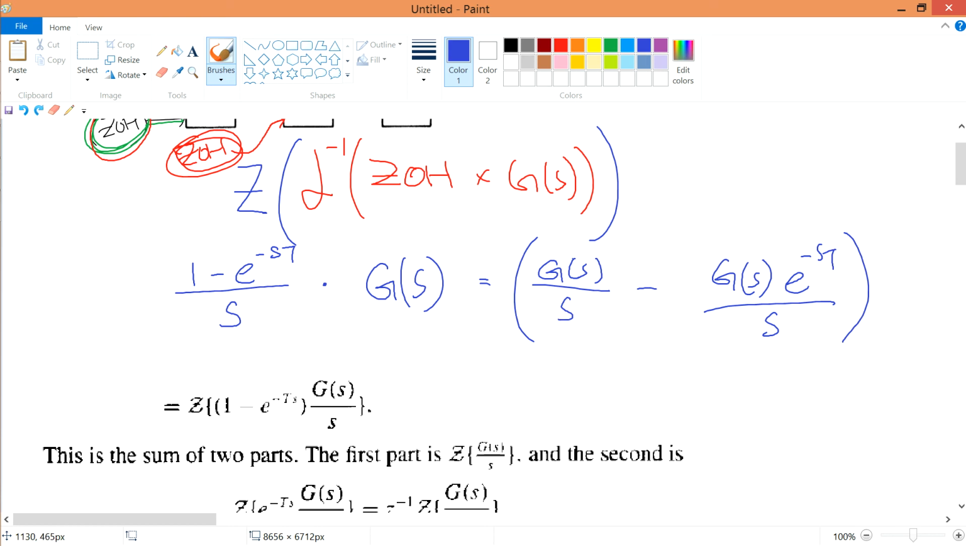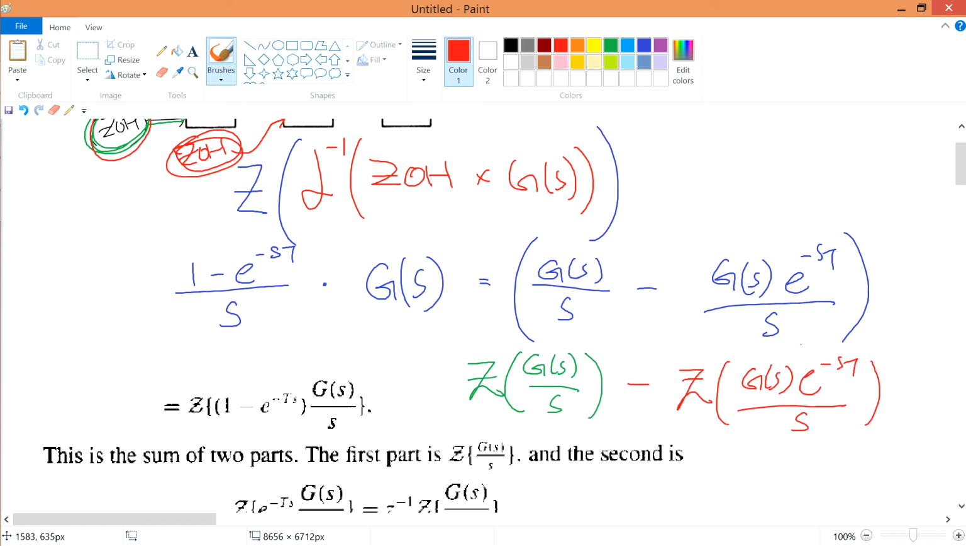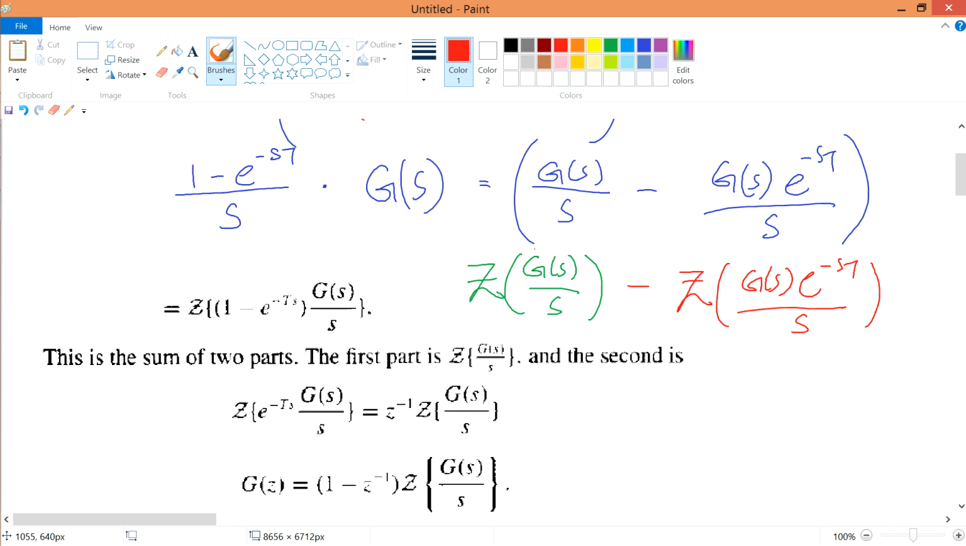Since we know that we can Z transform this one individually, I'll just Z transform them. So what we have is simply Z. I'll just rewrite. So far so good. Therefore, this thing over here is the one that they're talking about. The first part is this one, and the second is this one. Now, how do we transform this thing?